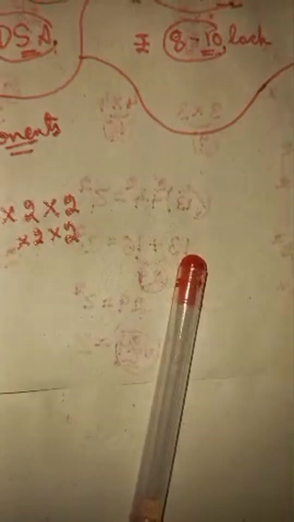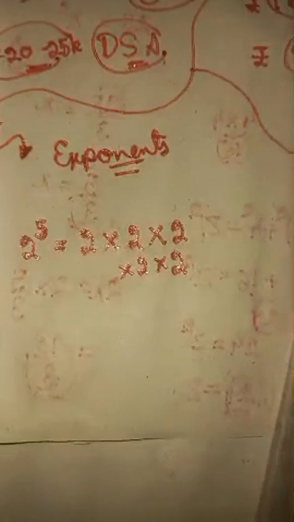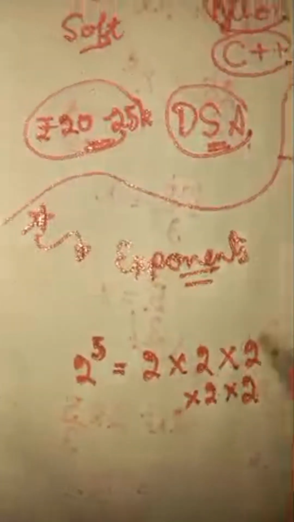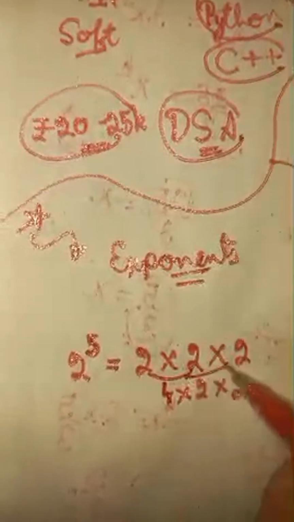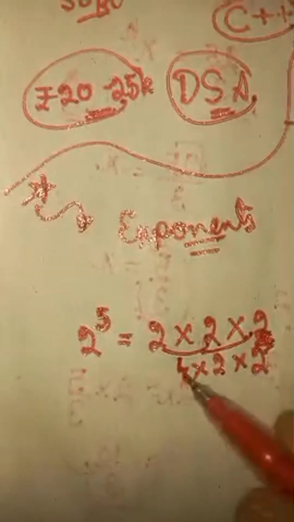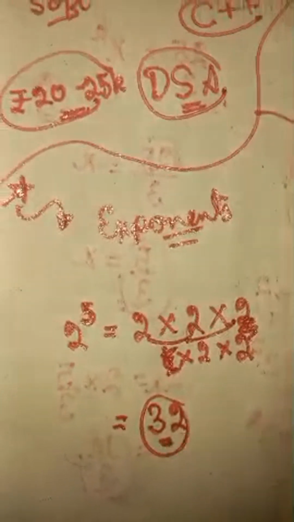You can multiply 2 times 2, which becomes 4, and 4 times 2 becomes 8, and 8 times 2 becomes 16. Let's find it out: 2 times 2 is 4, 4 times 2 is 8, 8 times 2 is 16, 16 times 2 is 32. This becomes equal to 32.